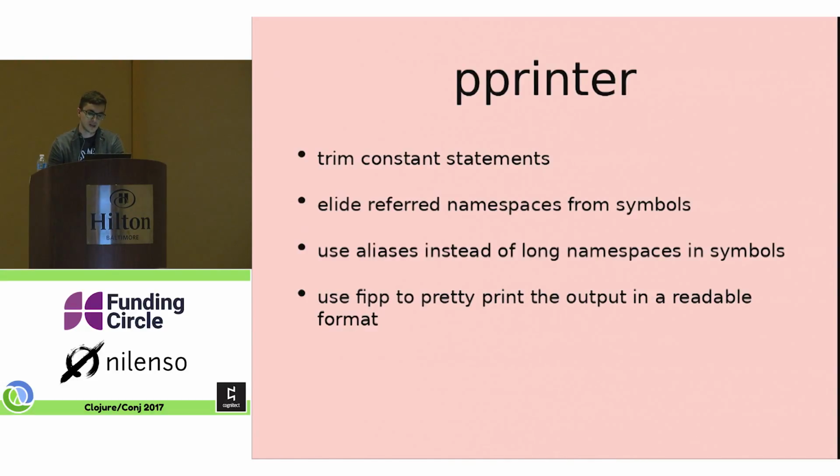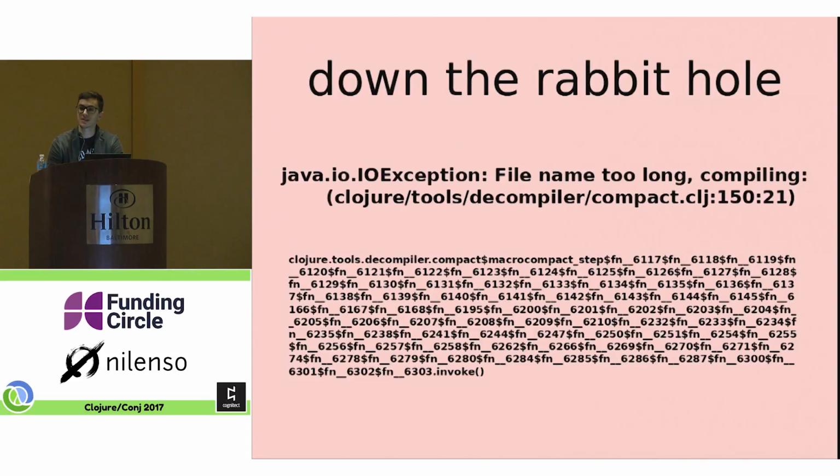And so at this point, after writing all this, I had a working decompiler. And so if you've ever written a compiler or an interpreter, a self-hosting compiler, then you know that the first thing that you're going to do is point it at itself. And so I did. And I got this. But this happened not while trying to decompile the tools decompiler. It happened while trying to compile it.